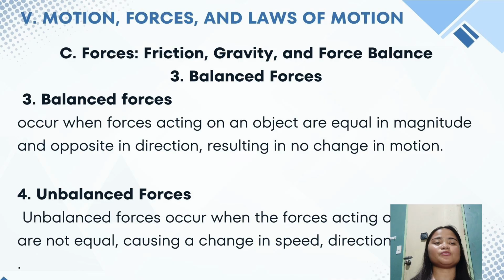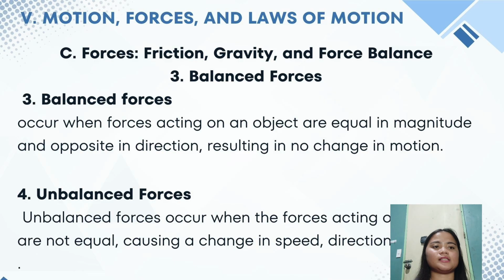Unbalanced forces occur when the forces acting on an object are not equal, causing a change in speed, direction, or shape. For example, a mango falling suddenly from a tree is an example of unbalanced forces.